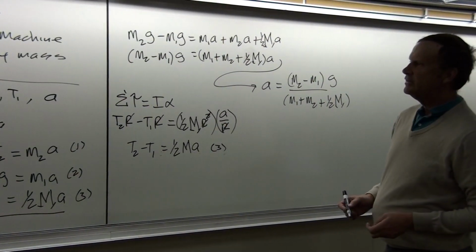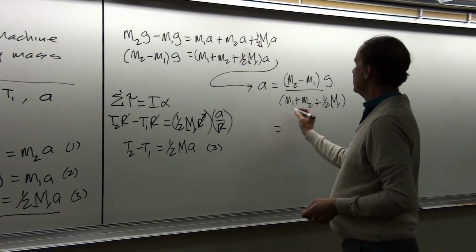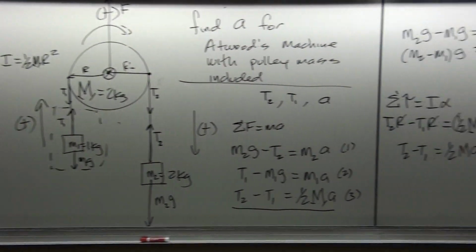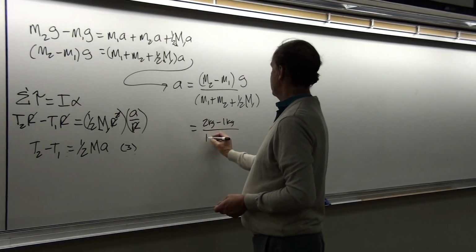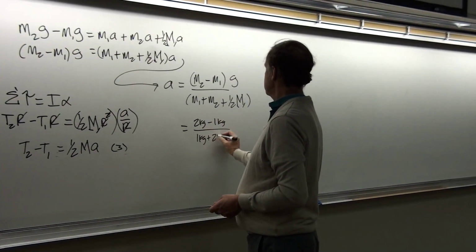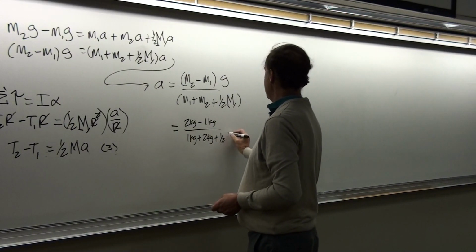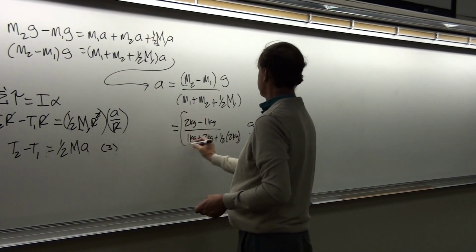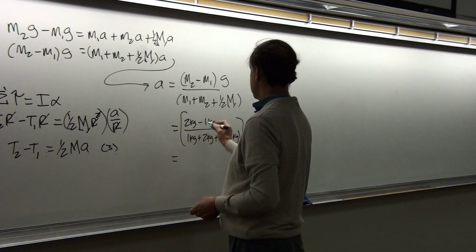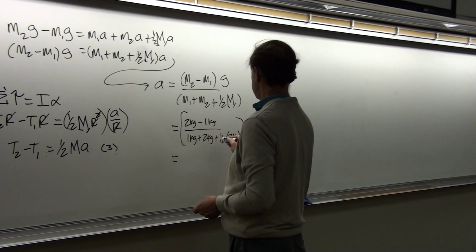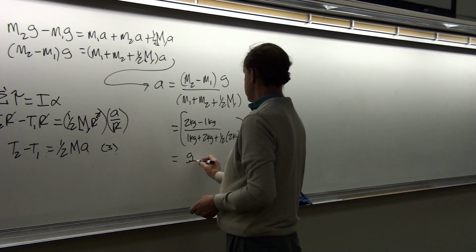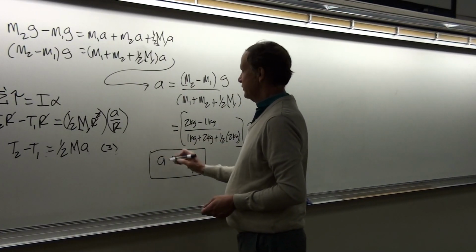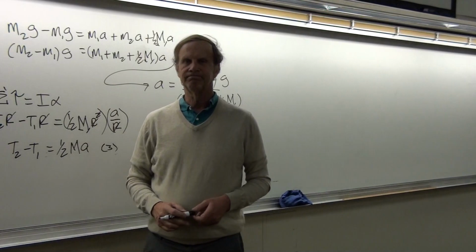Okay, and so with the values of M1 and M2 that I've given, 2 for M2, 1 for M1, we've got 2 kilograms minus 1 kilogram divided by 1 kilogram plus 2 kilograms plus 1/2 times 2 kilograms, times G. Or dropping the units in the last step, we have 1 divided by 1, 2, 3, 4. So this gives us G over 4 for our acceleration, using those numbers for the Atwood machine.